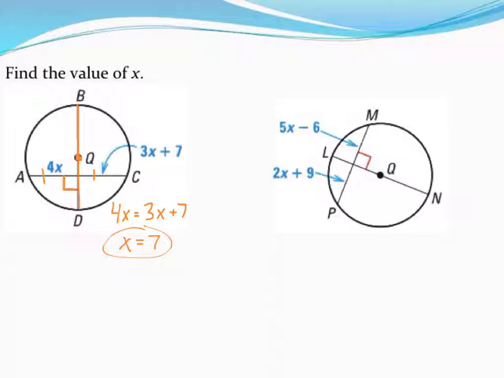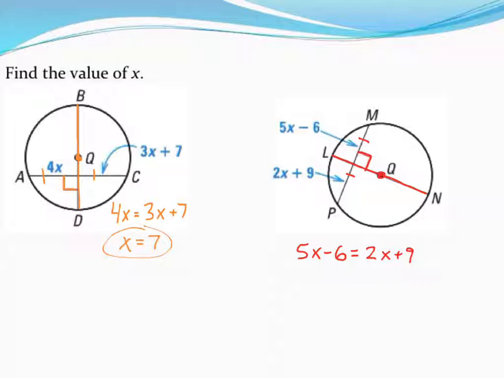In my next example, I'm going to do something very, very similar. In fact, the same exact thing. I have the diameter. I know that for sure because it is going through the center, which was given to me. Because it's perpendicular to the chord, the chord has to be bisected. So those two pieces must be congruent to each other, which dictates the equation I've got to write. I've got to set those two pieces equal to each other: 5x minus 6 has to equal 2x plus 9.